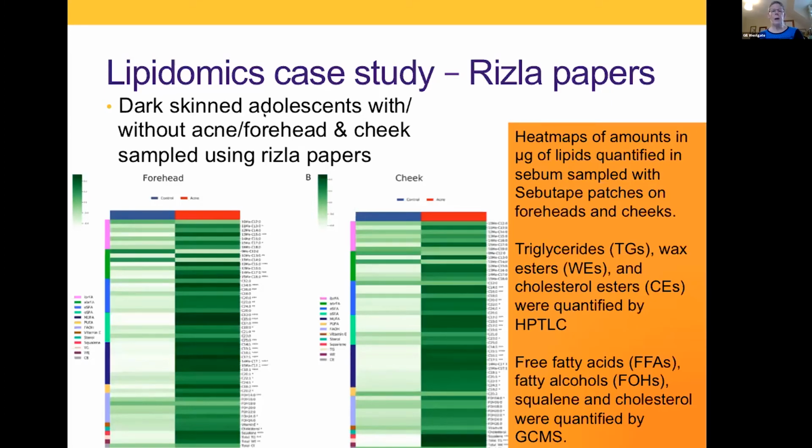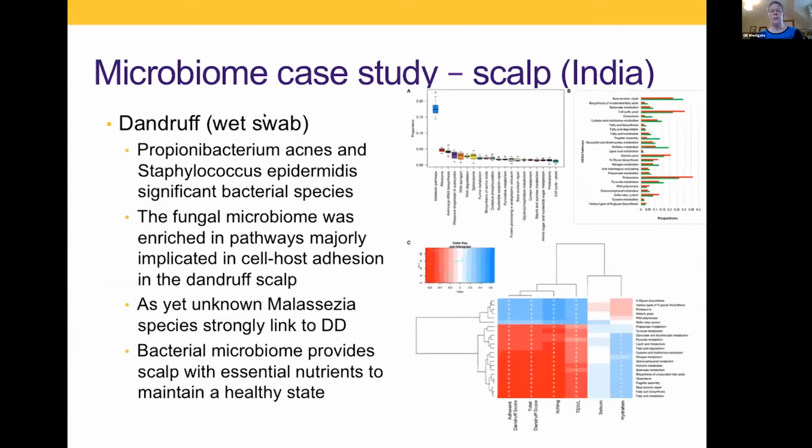And in the case of a microbiome, this is a study that was done on the scalp in India. And what they did was they used a wet swab in this case. So they had a buffer-dipped wet cotton wool swab, and that was wiped with a fairly standard protocol across the scalp. And they compared dandruff and non-dandruff.